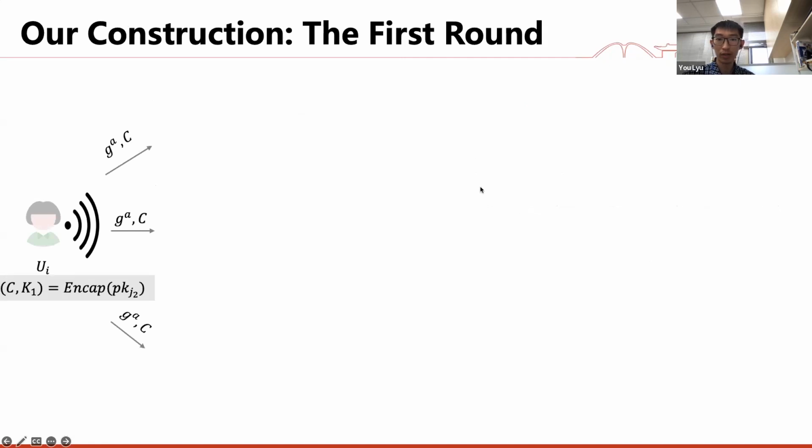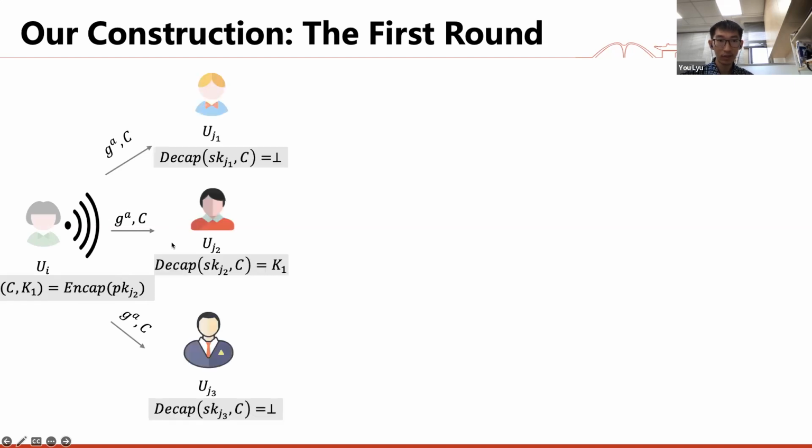Now we will introduce our construction. Suppose user UI is the initiator and its target recipient is user UJ2. It will first encapsulate a key K1 using the target's public key. Then it will broadcast g to the power of a and the ciphertext C. After receiving the first message, each user tries to decapsulate the ciphertext C using its own secret key. Only user UJ2 will get K1. Other users will get a failure by the robustness of the KEM.